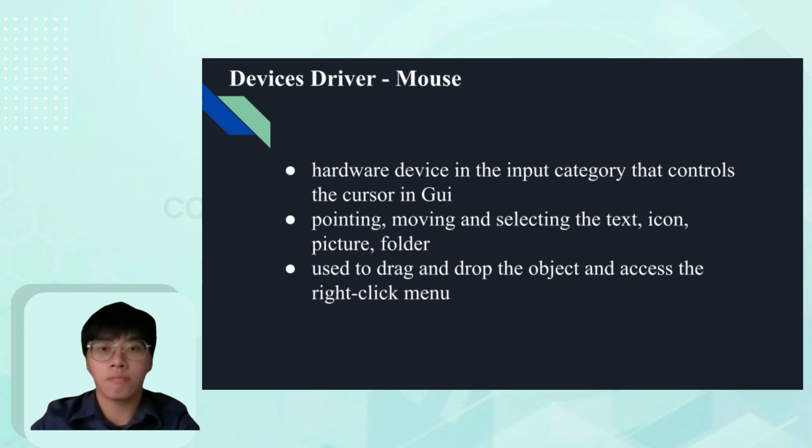A mouse is a hardware device in the input category that controls the cursor in the UI for pointing, moving, and selecting text, icons, pictures, folders, and so on in the computer. In addition, the function of the mouse is used to drag and drop objects and access the right-click menu.